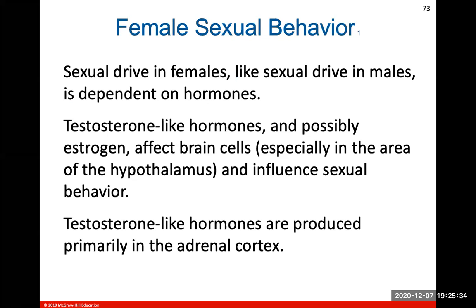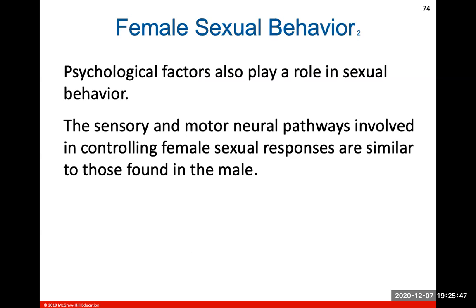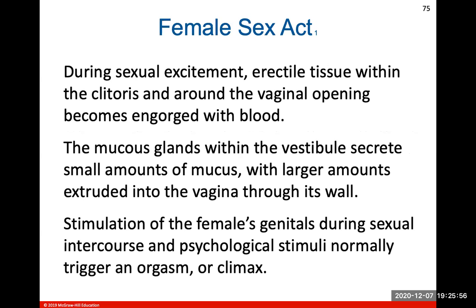Sexual drive in females is also dependent on hormones. Testosterone-like hormones, possibly estrogen, affect brain cells and influence sexual behavior. Testosterone-like hormones are produced primarily in the adrenal cortex. Psychological factors, sensory and motor neural pathways are involved in controlling female sexual responses, and they're similar to those found in men.